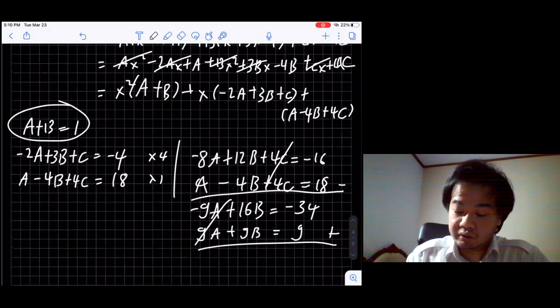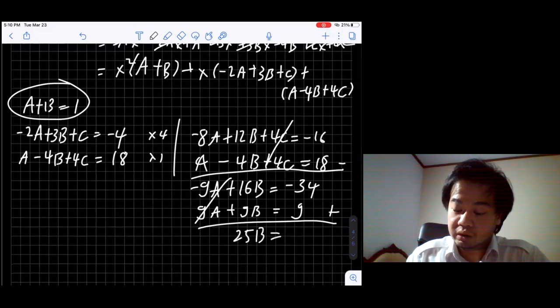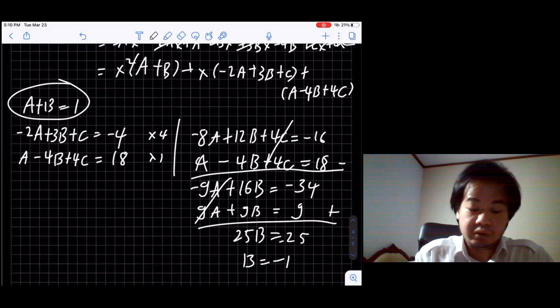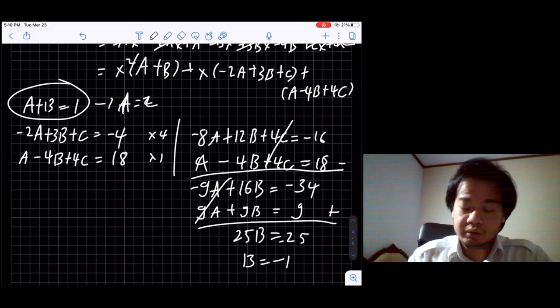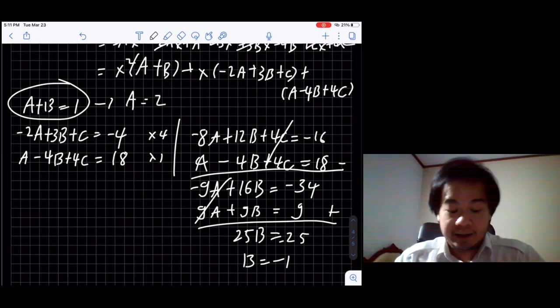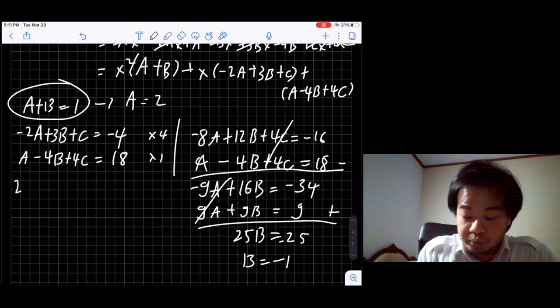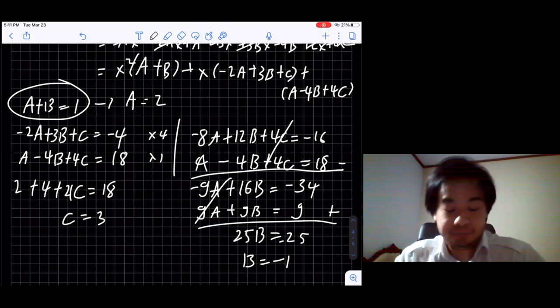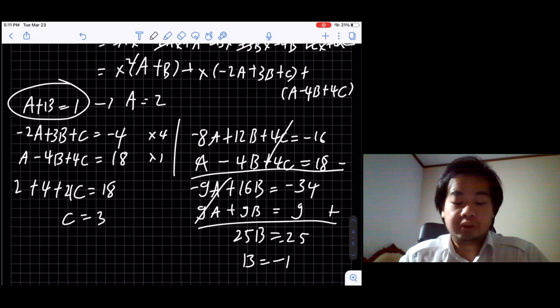Addition, I have 25b equals negative 25, so b equals negative 1. If b equals negative 1, a equals 2. A is equal to 2. And then 2 plus 4, plus 4c is equal to 18. 6, 12, c equals 3. Am I right? Yes, c equals 3.